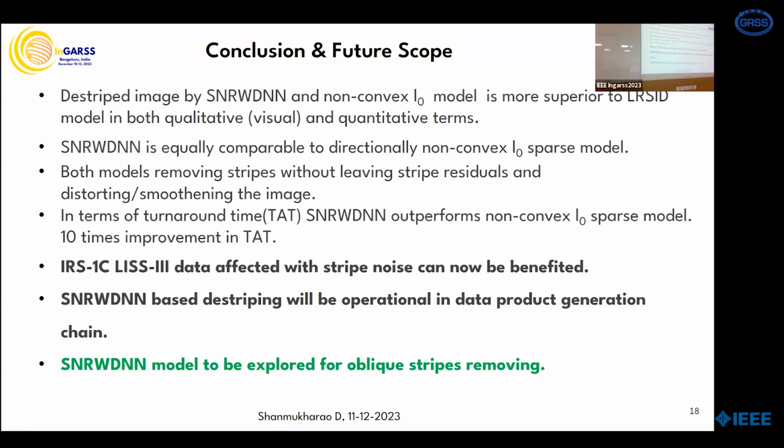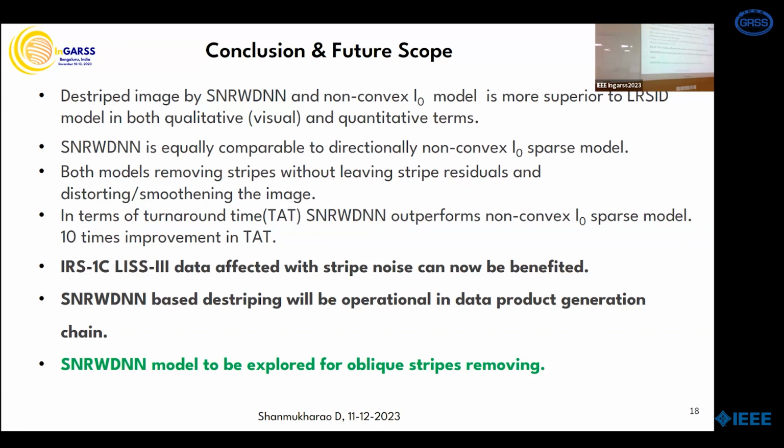And then coming to the production environment, within a short period of time we are able to generate the product. So by using this method, which is beneficial, we are planning to make it operational in our IMGS chain, the data product generation chain.